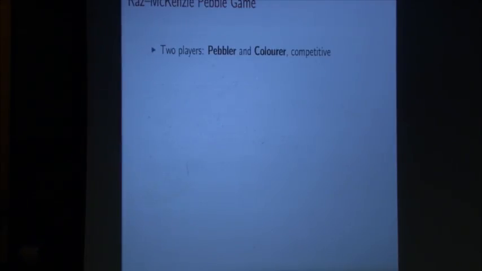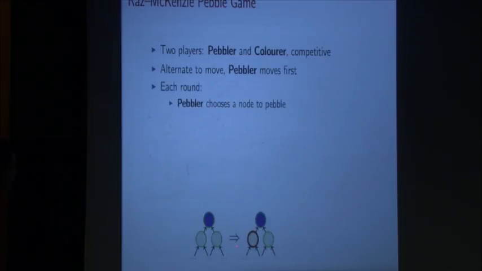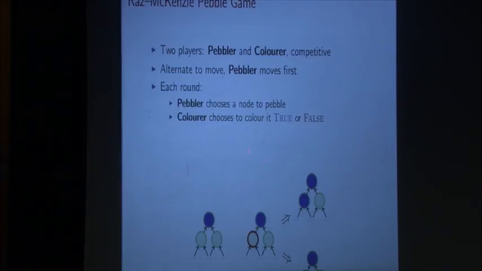Anyway, this is at least one way to define the Ross-McKenzie Pebble game: if you make a game out of the adversary, the play between the adversary and someone trying to give you an assignment, then there are two players, the Pebbler and the colorer, and they're playing against each other. They alternately move, the Pebbler moves first, then the colorer, and the Pebbler, and the colorer. In each round, the Pebbler will choose a node to pebble, and the colorer can choose to color it true or false. Here, true is represented as blue, and false is represented as red.